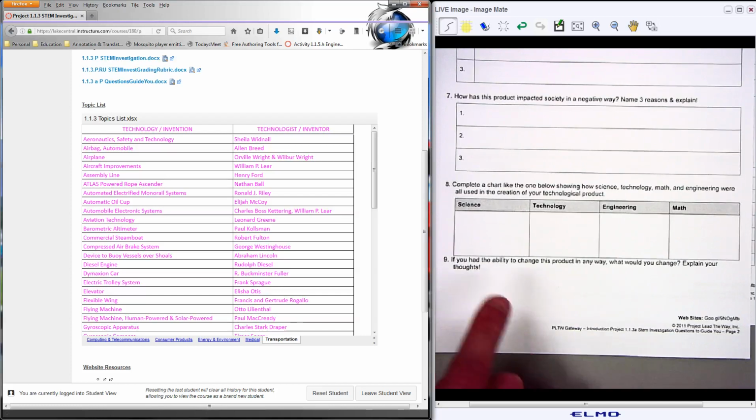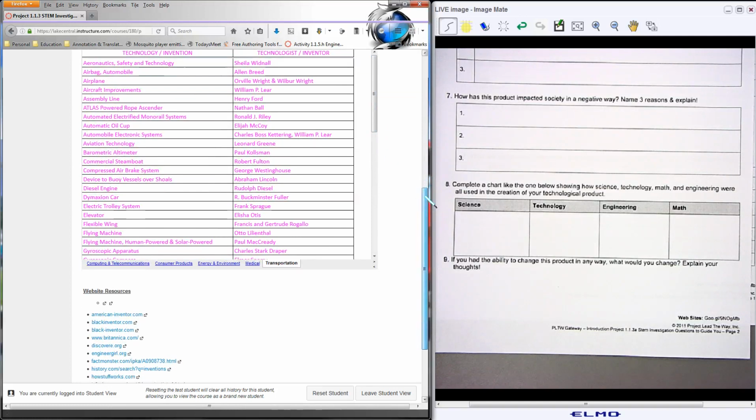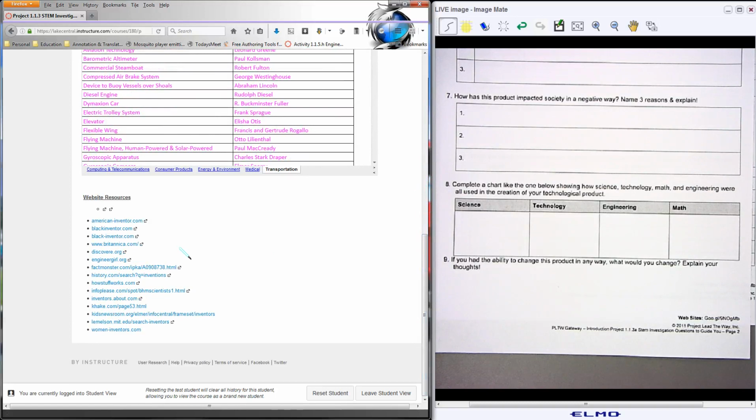So on the Canvas site, once you have selected your topic, you'll need to be able to get to some resources here. At the bottom of this page, there's a bunch of different resources. The best ones to probably use are the inventors.about.com or the MIT.edu site. Those have a lot of different inventors that would go with the topics above. So you can use any one of these sites, and most likely you'll get the information you need for just about any one of these people.